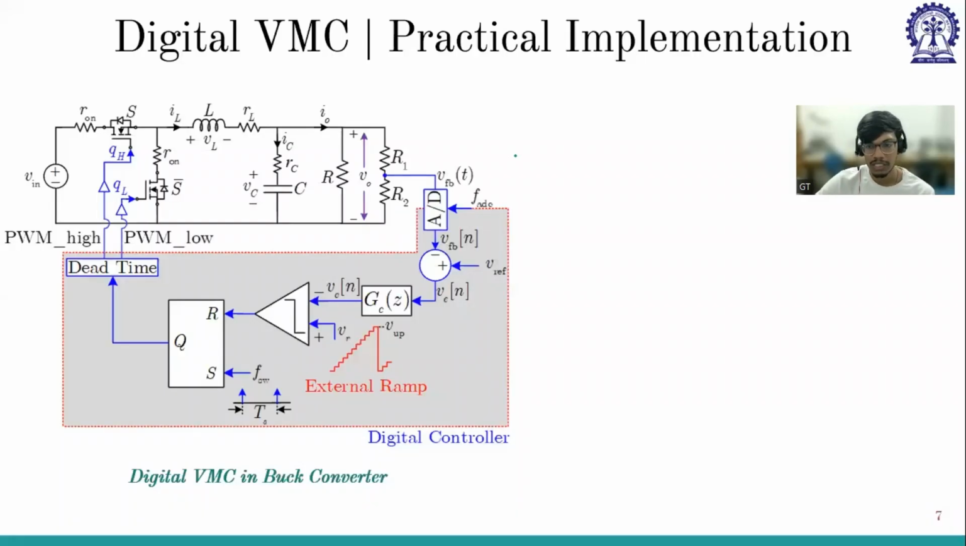So coming to the digital voltage mode control implementation, as we have already discussed, there is an ADC, and that digital voltage will be subtracted from the V reference, which will give us the V error voltage, which will be fed to the PID controller. And this will give the control voltage, compared with the ramp, which will give the reset, and the set pulse is the fixed frequency. And then it is going to the dead time, and dead time is giving the high side signal as well as the low side signal.